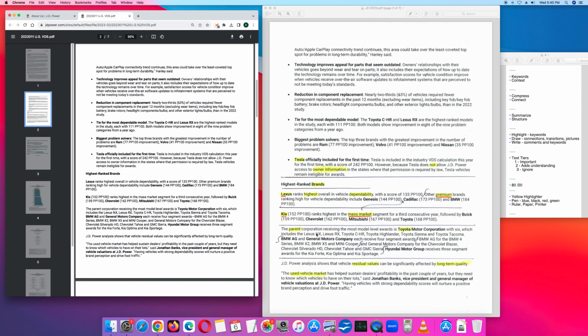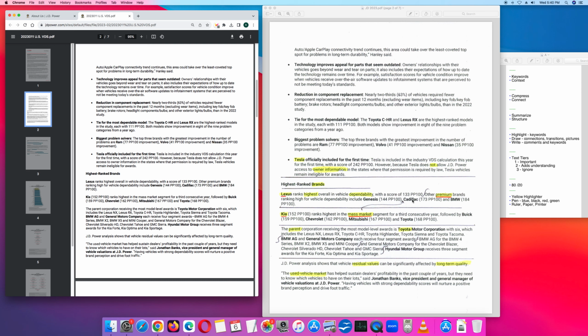Then you have GM, which includes like Chevy. So they're talking about parent companies, and they're talking about here the model level awards. So it's a different discussion than the first 2 paragraphs. And then the last 2 paragraphs actually is a different topic too. So whenever there is a transition and a break in thought, you want to draw a line, okay?